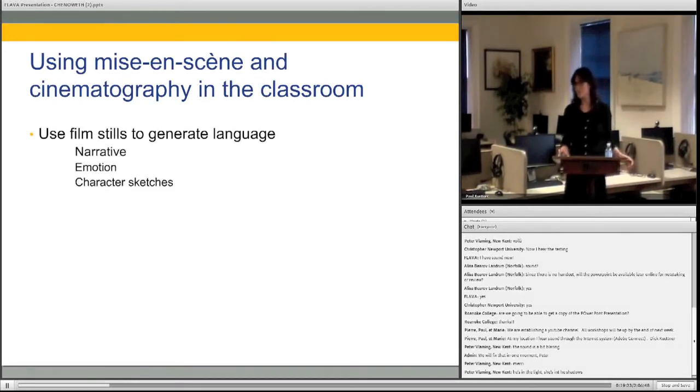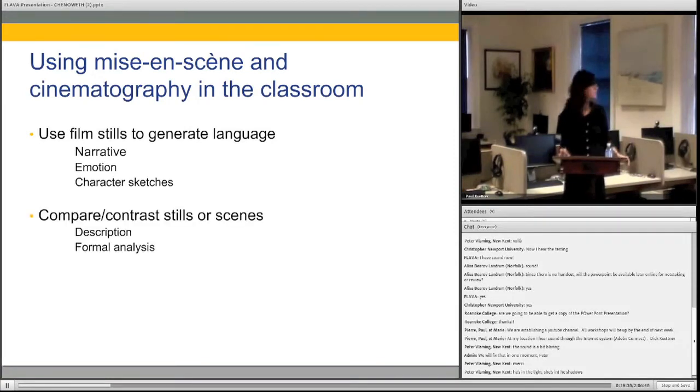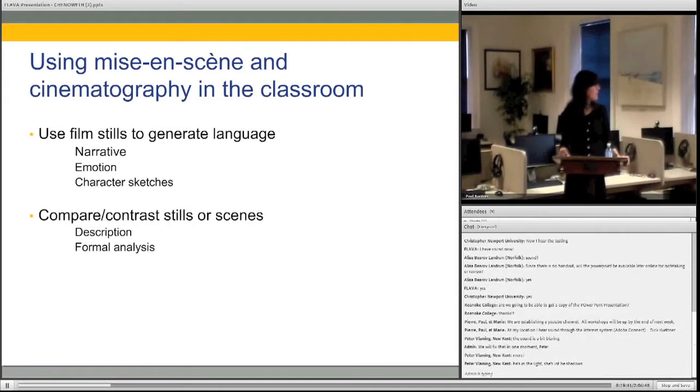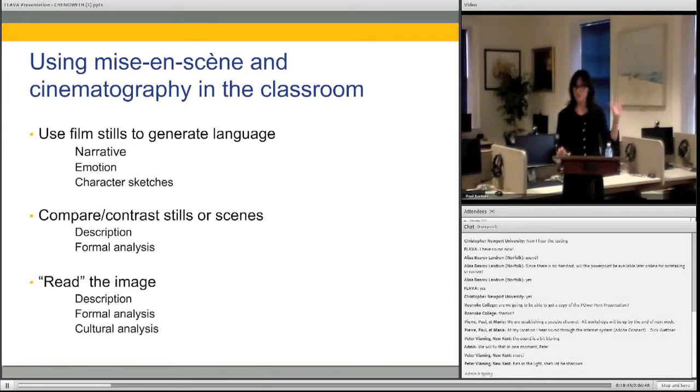So, using mise-en-scène and cinematography in the classroom, how do we do that? So one major category that I'd like to talk about is using film stills to generate language. In one sense, that's exactly what we've just been doing, but I want to talk about some ways to do that in more language-targeted ways. Compare, contrast stills or scenes, also what we were just doing. Look at some more targeted language ways. And then finally, reading an image, doing formal or cultural analysis.